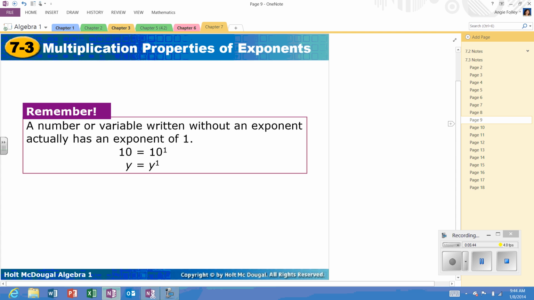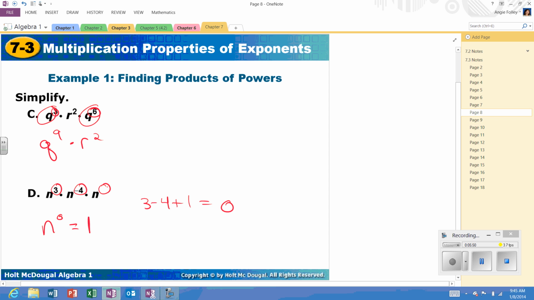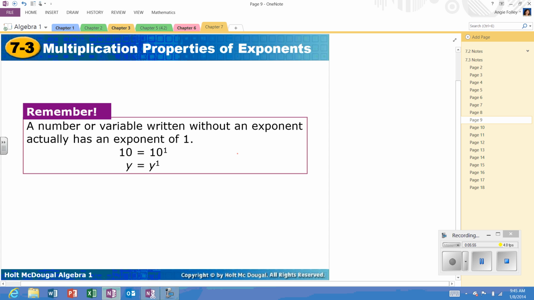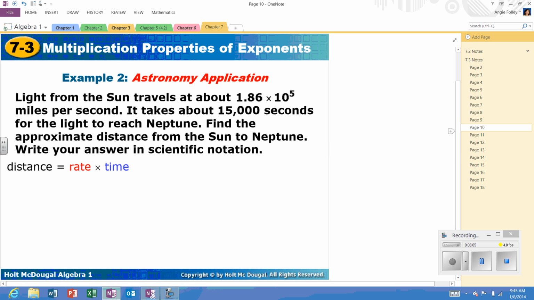A number or variable written without an exponent actually has an exponent of 1. So that's kind of what I did on the last one. Even though the n didn't have a 1 written here, it's implied to just have a 1. So 10 is the same thing as 10 to the first. X is the same thing as x to the first. 3 is the same thing as 3 to the first. So you can always write it like that if you need to.